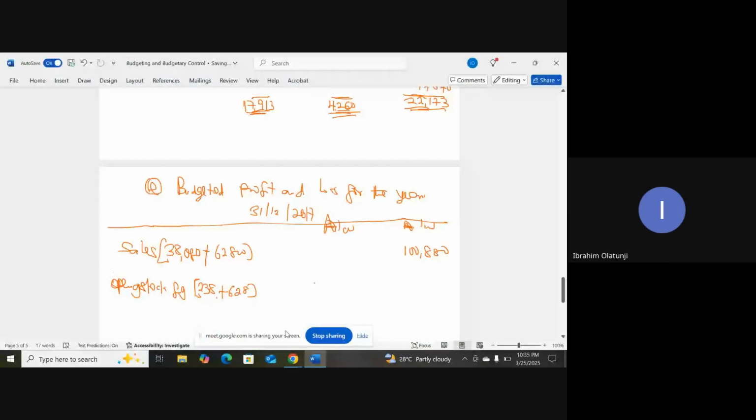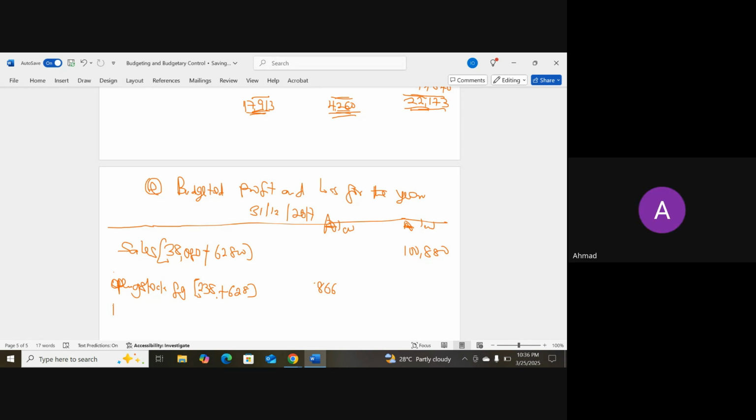So I said, what do you have for your opening stock? 866,000. Yes. So after the opening stock, we add the purchases.